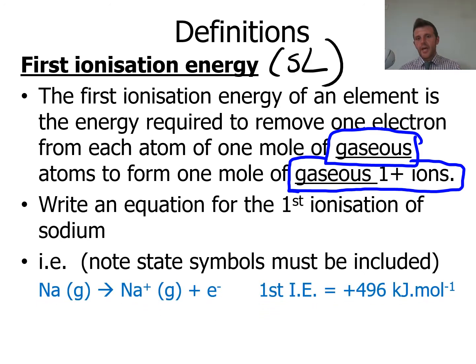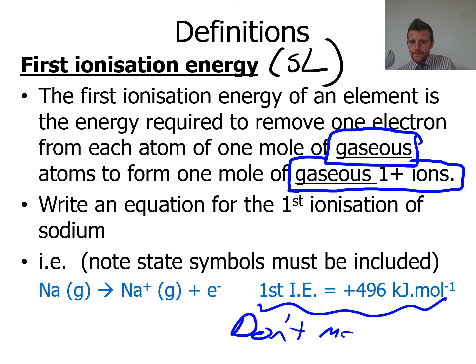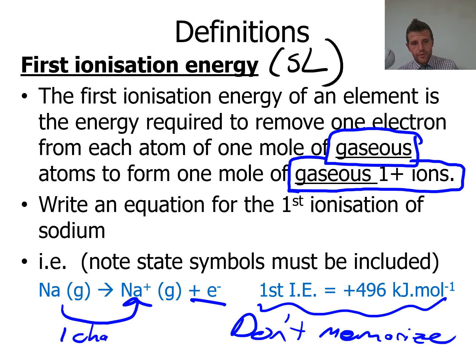So anyways, this would be the equation for the first ionization energy. You do not need to have this number memorized. You don't need to memorize this. We say thank you IB for the data booklets in this situation. You must for sure have the state symbols, and then notice we're only removing 1 electron, and we're only losing one charge, so there's only going to be one change in oxidation state.